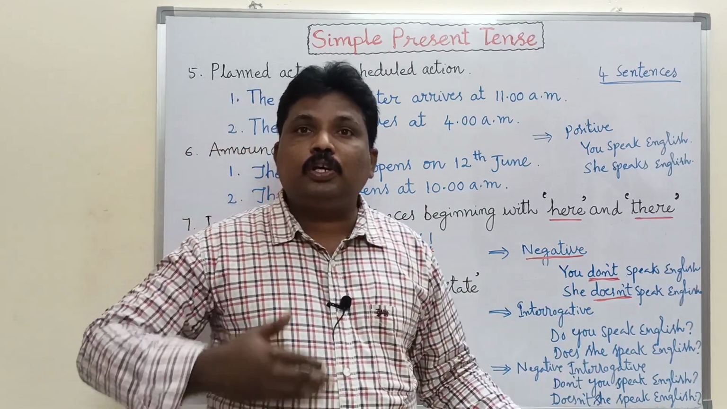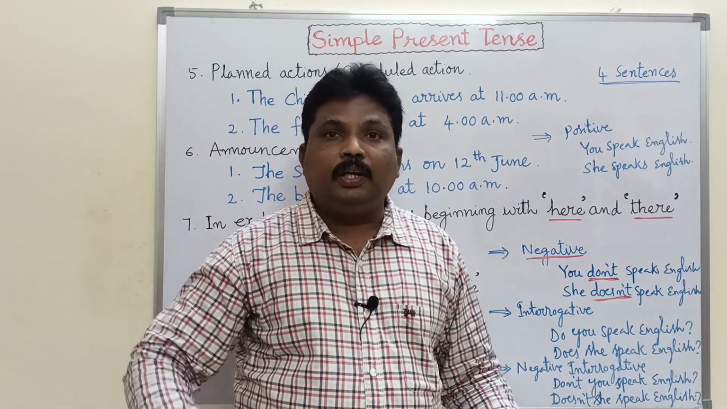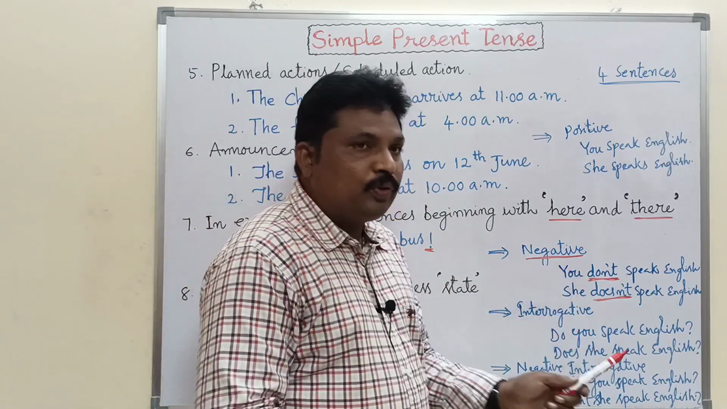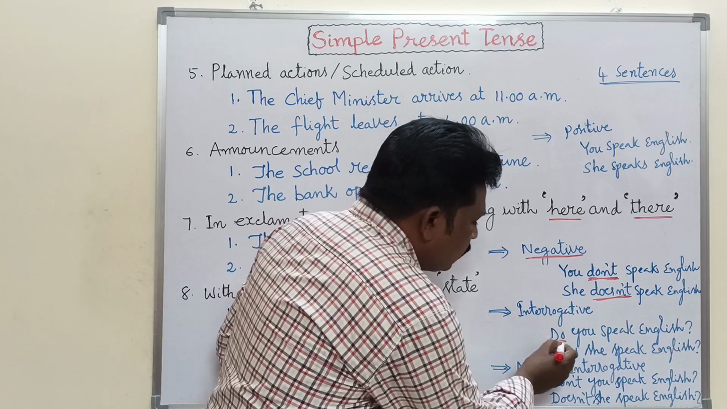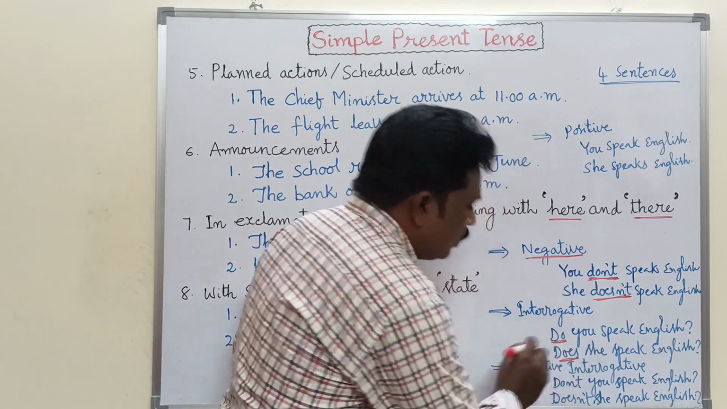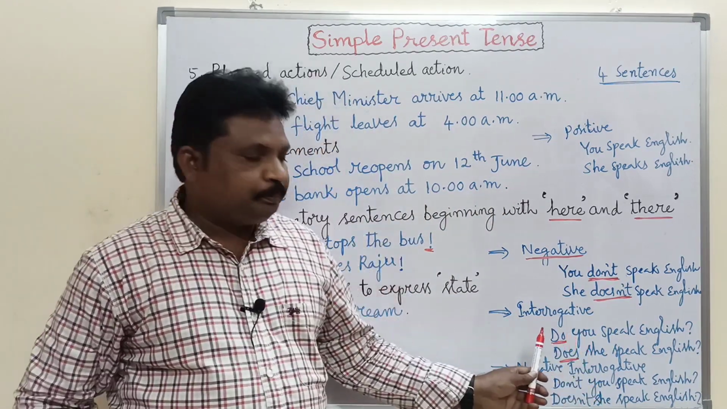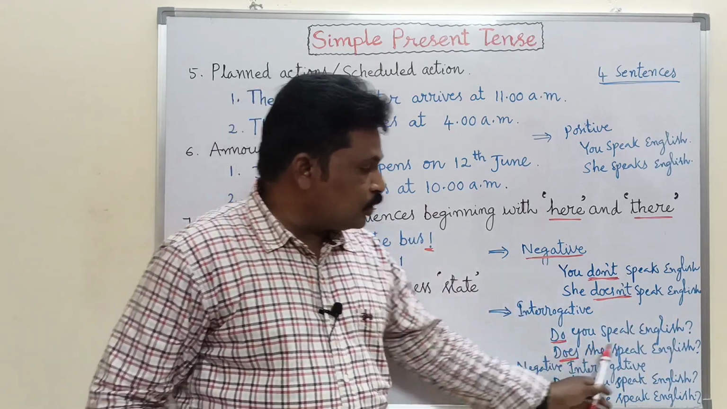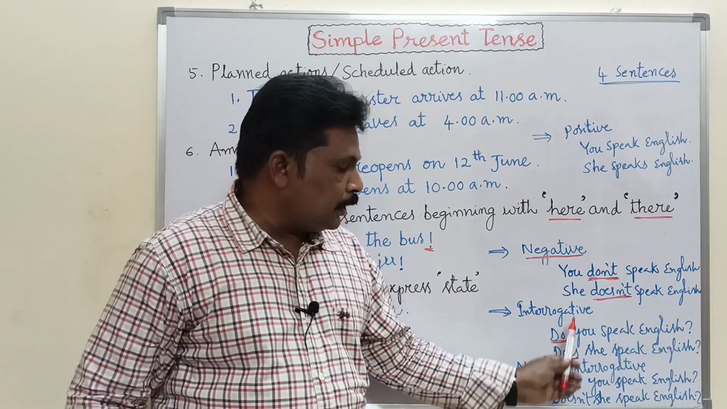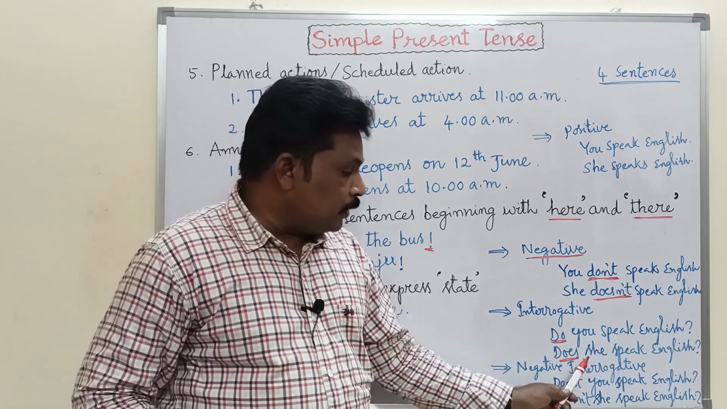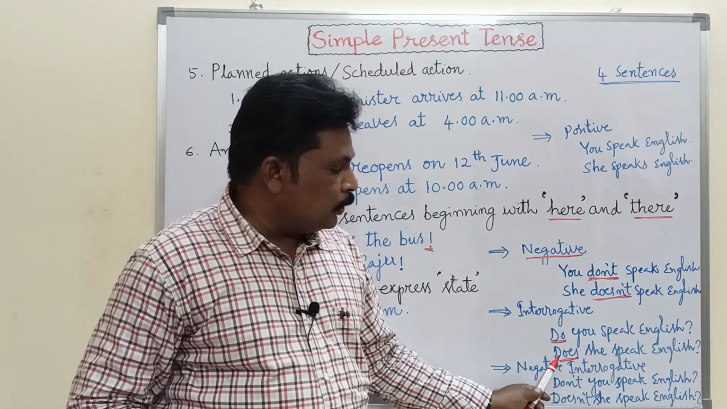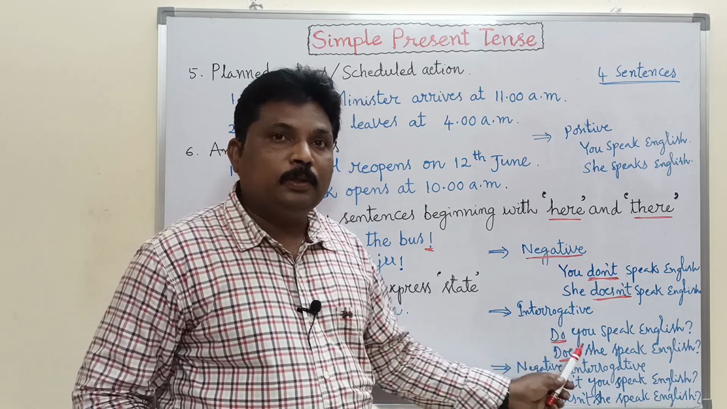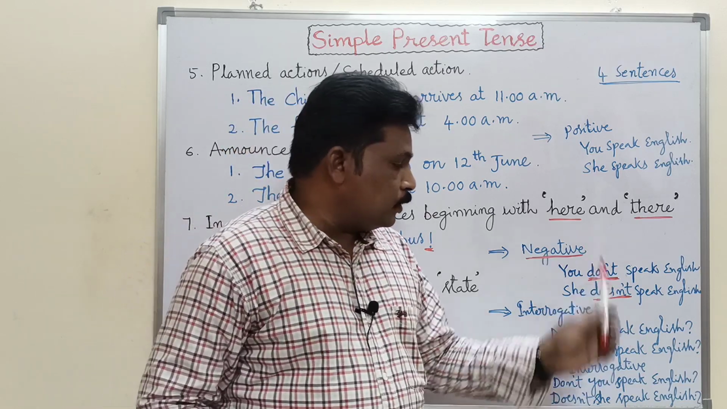If you want to change these negative sentences into interrogative, how to write interrogative sentences? These do forms are placed before the subject. Do, does are placed before the subject. Then it becomes an interrogative sentence. Do you speak English? Does she speak English? You can write any person, but remember, when the subject is third person singular, use does. Other than the third person singulars, do is used to form interrogative sentences.